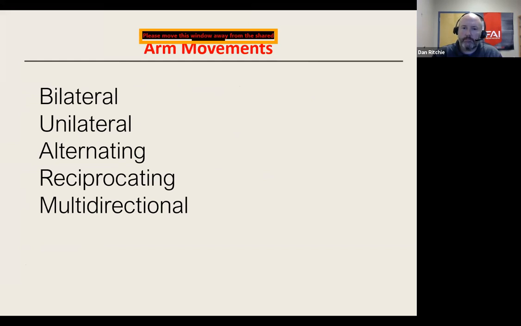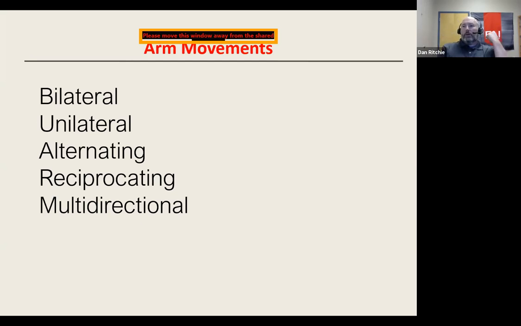Arm movements, this pretty well covers them all. We have bilateral, unilateral, alternating, reciprocating, and multidirectional. Multidirectional basically covers all the different things that aren't just your traditional bilateral and unilateral. Alternating and reciprocating. Alternating basically is right arm, okay, and then do your left arm. Or we might do all right arm, and then alternate, do all left arm.